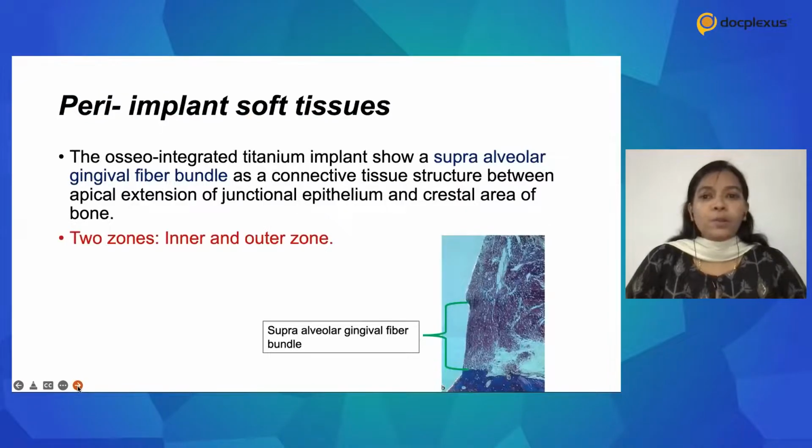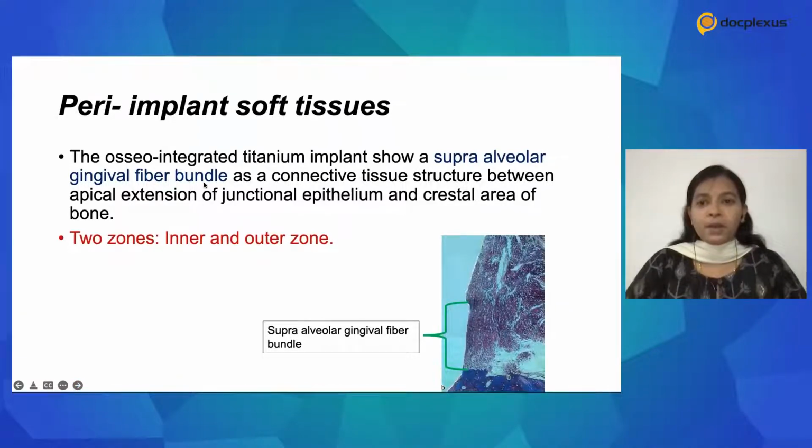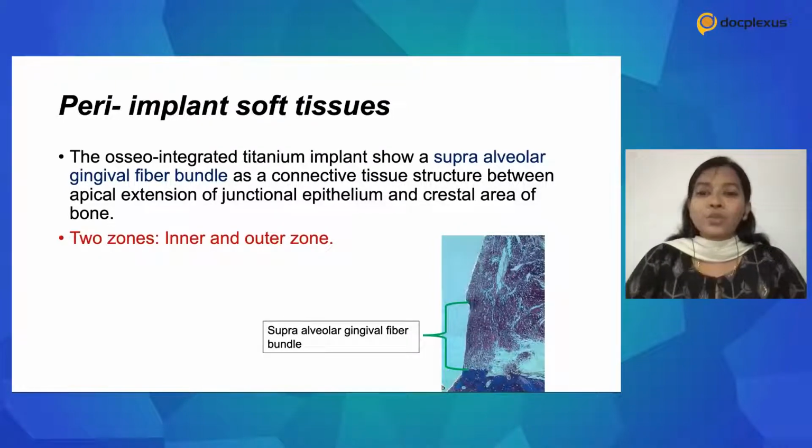Having known about the junctional epithelium, the oral sulcular epithelium, and the gingival epithelium, we will go to another important structure, which is called the supraalveolar gingival fiber bundle. This is a very, very important fibrous structure or a connective tissue structure that is seen below the apical extent of the junctional epithelium.